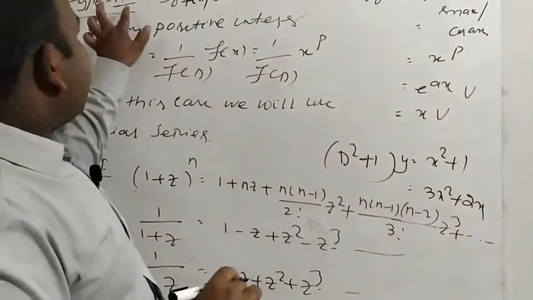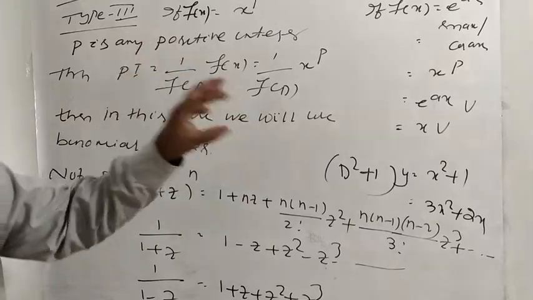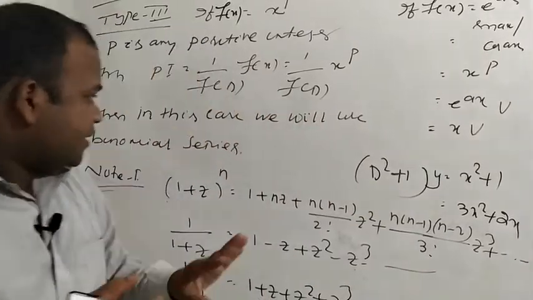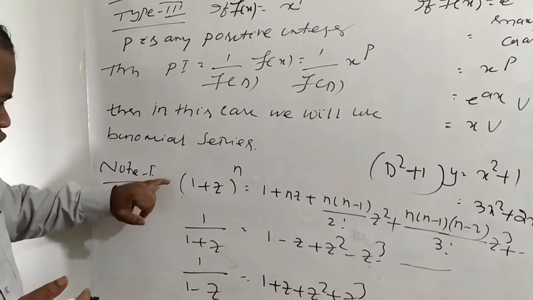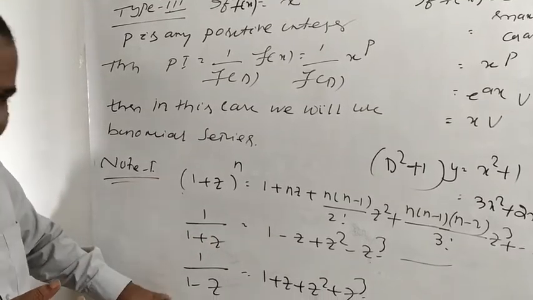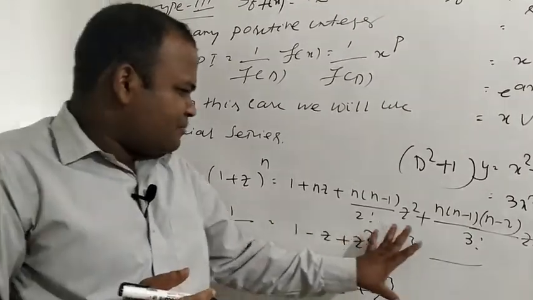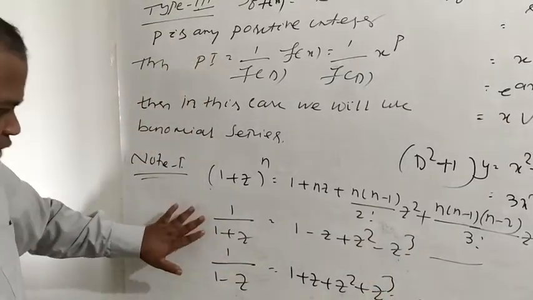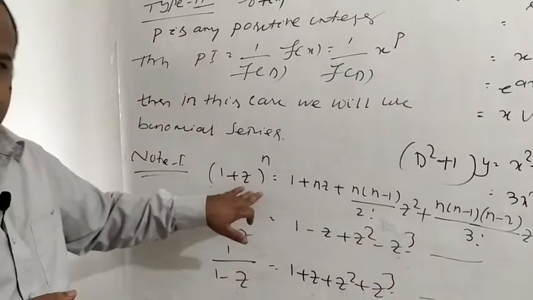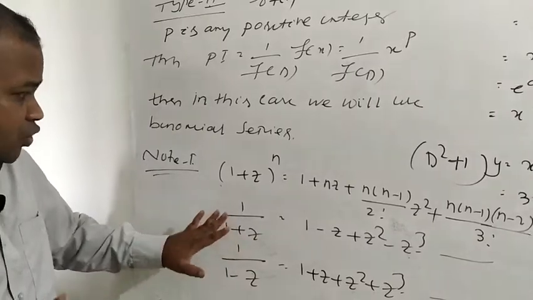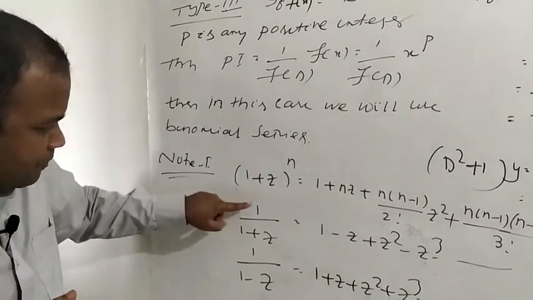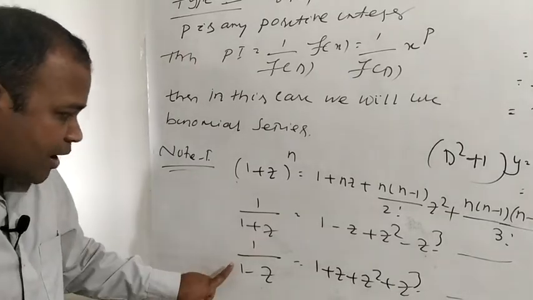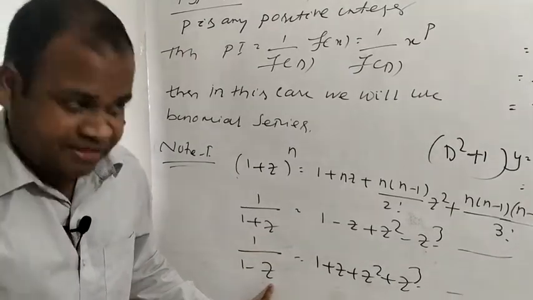So in type 3, whenever you apply the binomial series or the binomial theorem, generally you will use notes 1, 2 and 3. Most of the problems use notes 2 and 3, though you can also use this one. But to convert the particular f(D) into the form of 1 upon 1 + z or 1 upon 1 − z is very important.